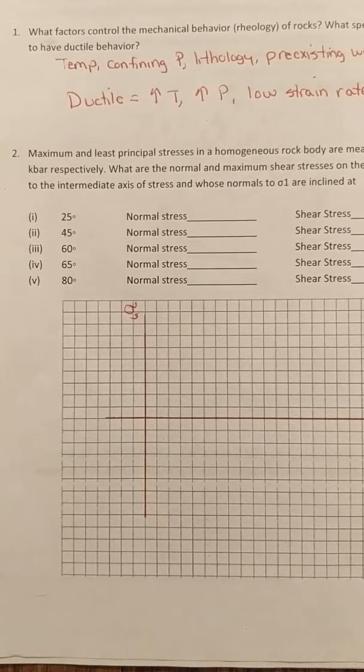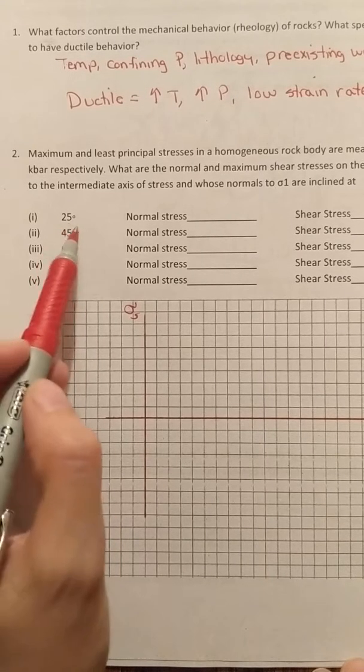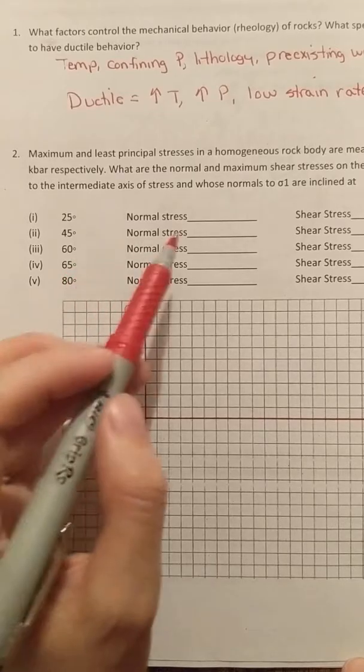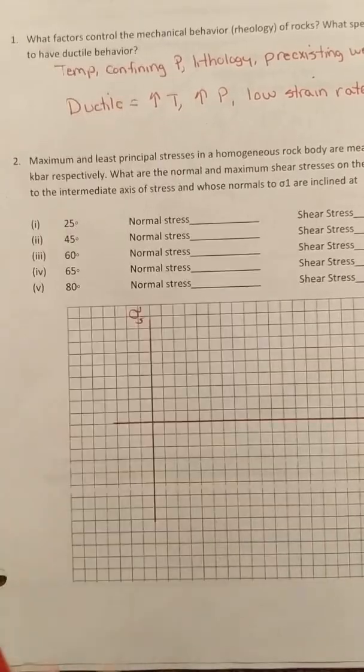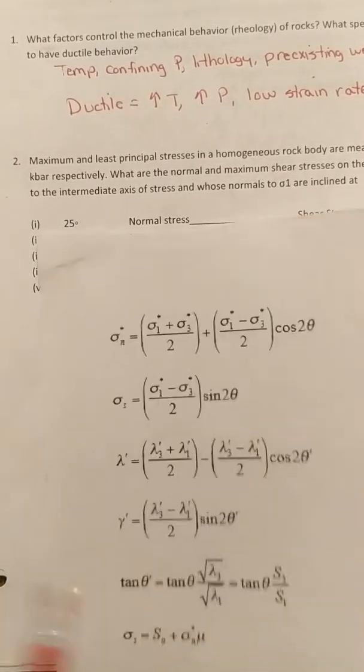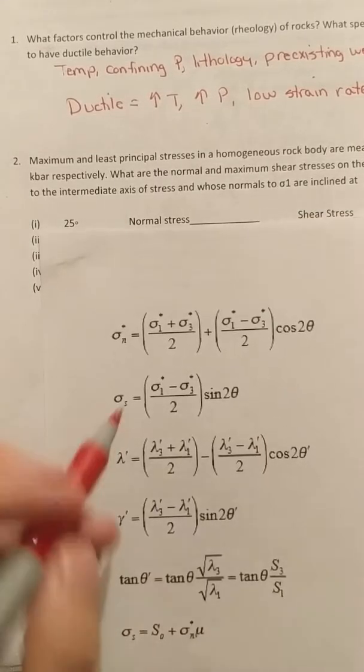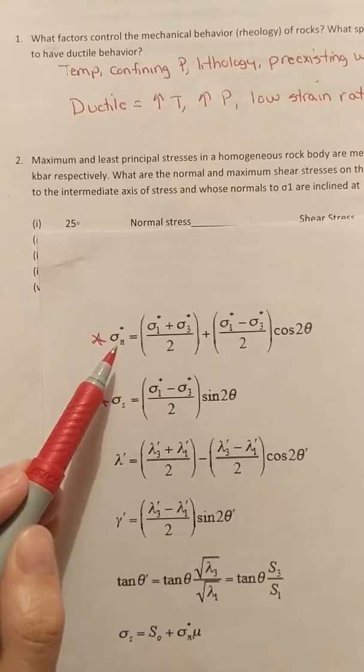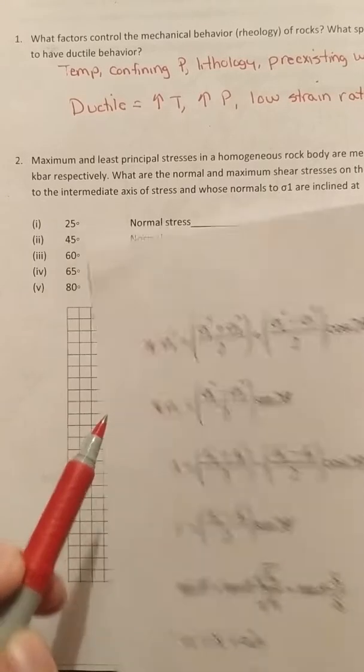On to question 2. We are determining the maximum and least principal stresses compared to all of these different angles. So these are going to be the equations that we gave you on your handout. It's going to be this guy and this guy. So we're going to figure out our normal stress and our shear stress.